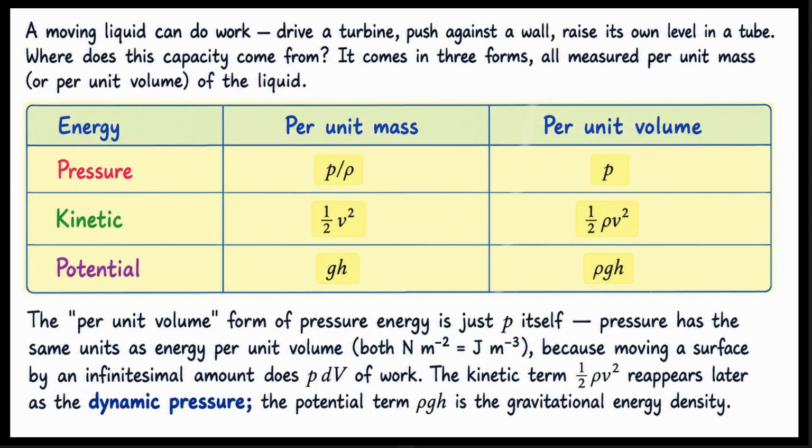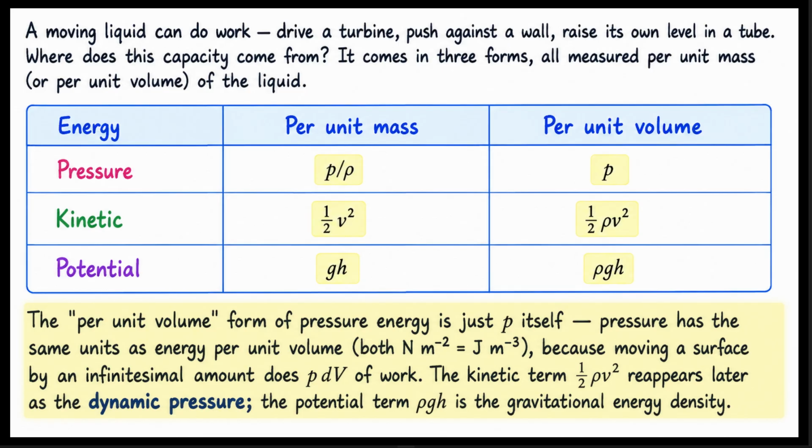Per unit mass, the three are P over rho, 1/2 V squared, and gh. Per unit volume, the three are P itself, 1/2 rho V squared, and rho gh. Notice that the per unit volume form of pressure energy is just the pressure itself. Pressure has the same units as energy per unit volume, because moving a surface by an infinitesimal amount does P times dV of work.